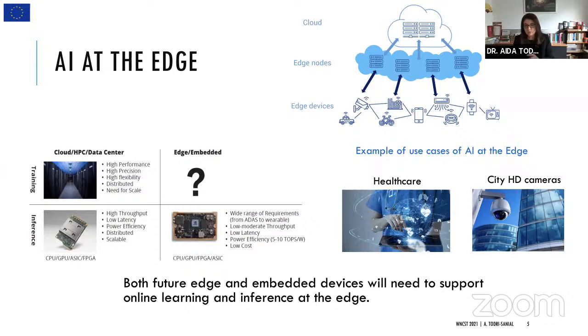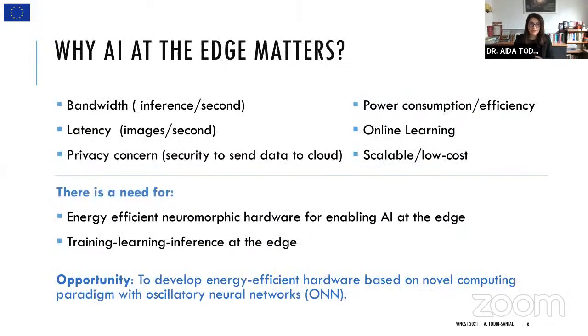For that reason, we need to be able to come up with new architectures and also ask the question, what are the devices to enable such capability? So online training and also online inference. Why does this matter? This matters because, as I mentioned, there is limited bandwidth, so you cannot afford to send a lot of the data into the cloud. You also have latency. That means you need to be able to process a certain amount of images per second, and also there is this privacy concern. You cannot always send the data over the cloud.